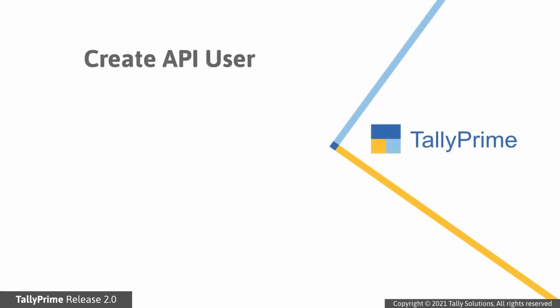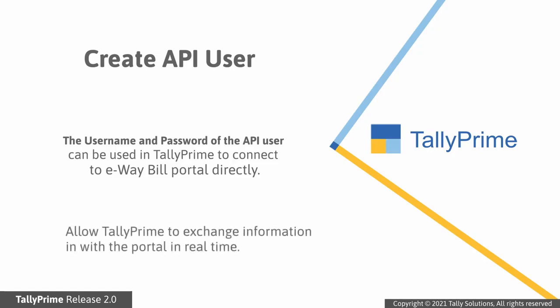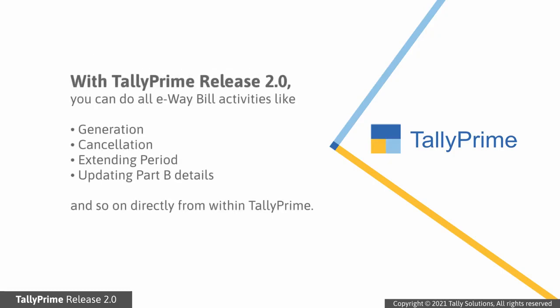Once the user creation is completed, you can use the username and password of the API user in Tally Prime for online access of e-way bill portal. This will allow Tally Prime to exchange information with the portal in real time to generate and download e-way bill details. You can do all e-way bill related activities like generate, cancel, extend period, update Part B details and so on directly from Tally Prime using the API user login credentials.